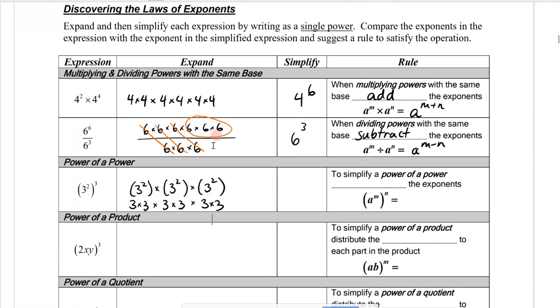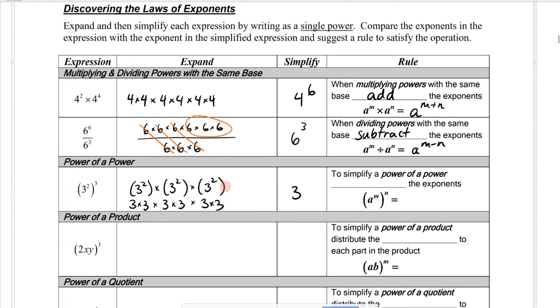So how many do I have here? I have 1, 2, 3, 4, 5, 6. So I can simplify that by saying 3 to the exponent 6. Is there a relationship here between 2, 3, and my simplified 6? There is. If I multiply 2 times 3, I'll get 6. So to simplify a power of a power, you multiply the exponents. So it's one power with one base, but raised to 2 exponents, you multiply those exponents. So a to the power of m times n.